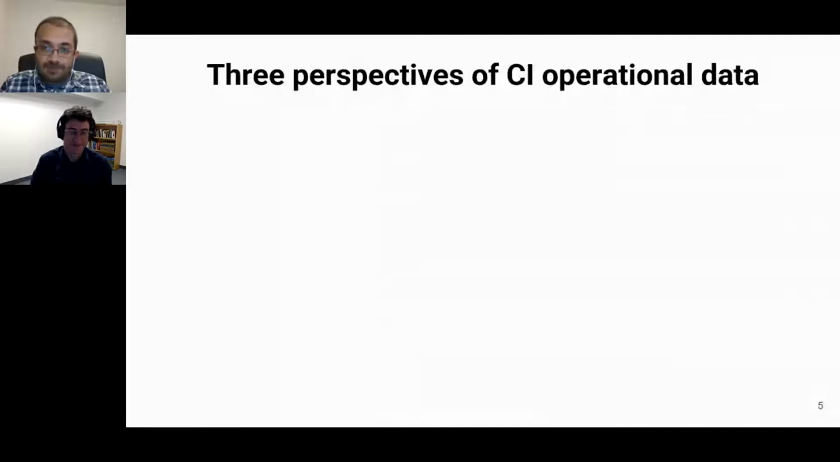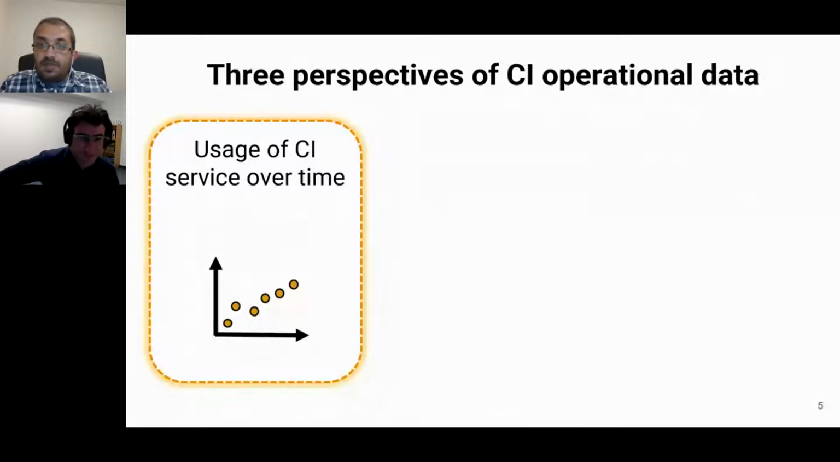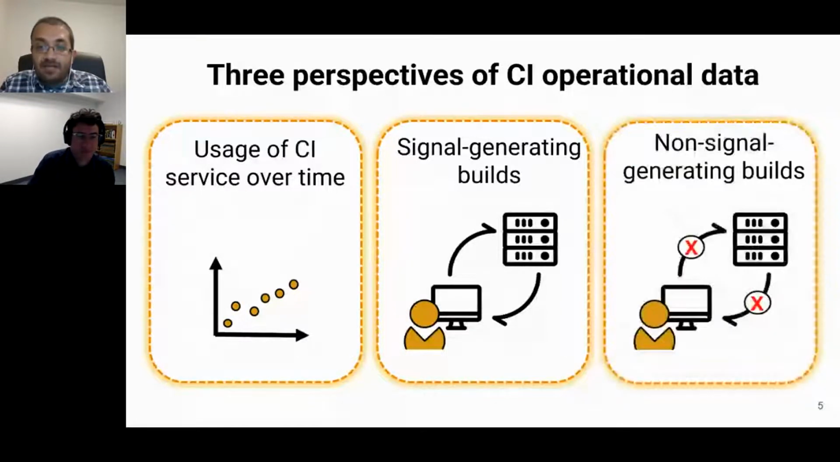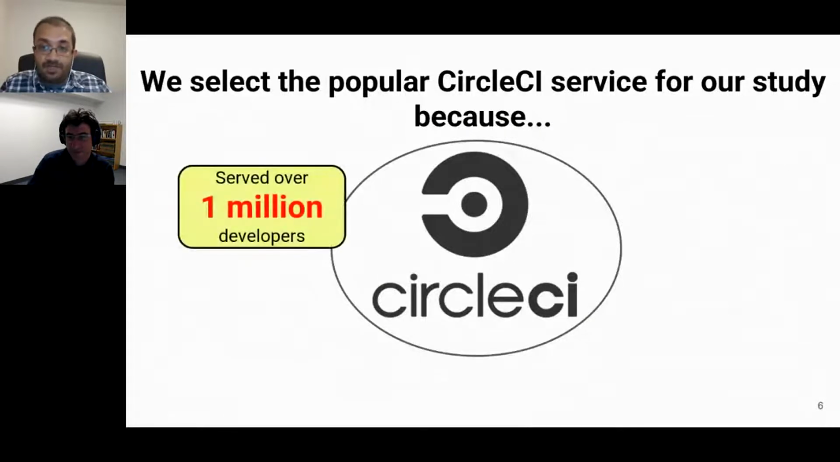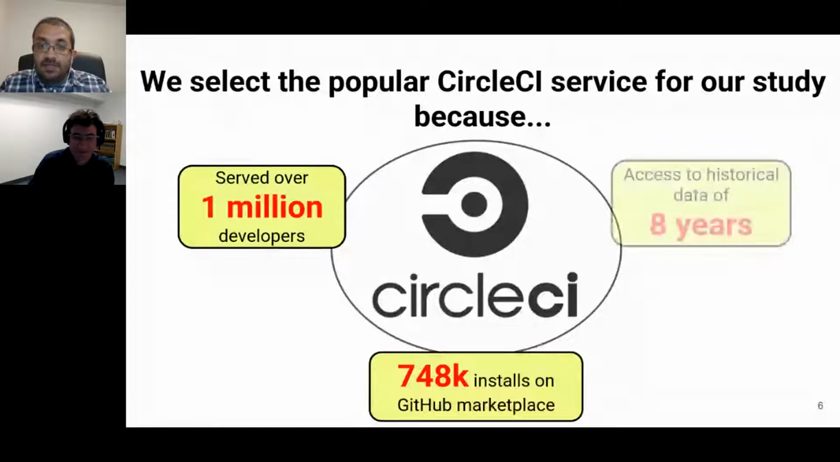So we look at 3 perspectives: usage of CI service over time, builds that can provide a signal to the user, such as tests passed or test failed, and builds that are unable to provide a signal because they were abruptly terminated. We decided to study Circle CI because it's used by over 1 million developers, used by many software teams, as shown by the number of installs in the GitHub marketplace, and because it provides a robust API for us to access historical data of 8 years.